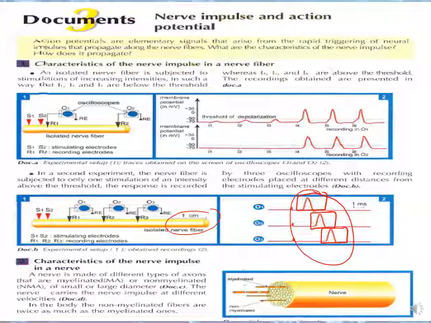Characteristic of the nerve impulse in a nerve. A nerve is made up of different types of axons. They are myelinated or non-myelinated, of small or large diameters. The nerve carries the nerve impulse at different velocities, as shown in document D. In the body, the non-myelinated nerve fibers are twice as many as the myelinated ones.